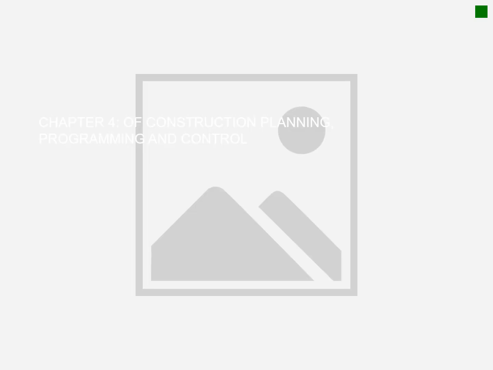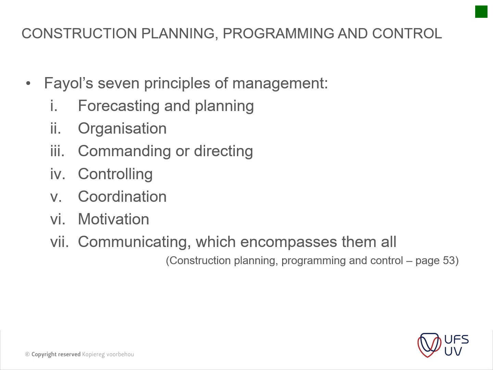Chapter 4 is about construction planning, programming, and control. Here we're getting a little bit into the meat of things. For construction planning, programming, and control, there are the FOIL 7 principles, very important. Please have a look at these principles. They are forecasting and planning, organization, commanding or directing, controlling, coordinating, motivating, and communicating, which encompasses them all. Please note that you would have to be able to explain these criteria in broader terms, so you can have a look on page 53 of your textbooks.